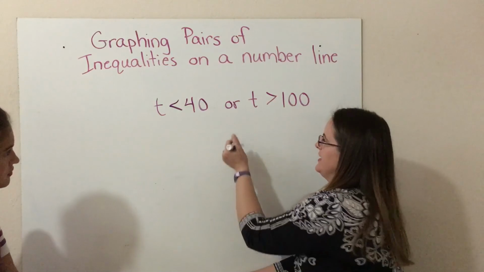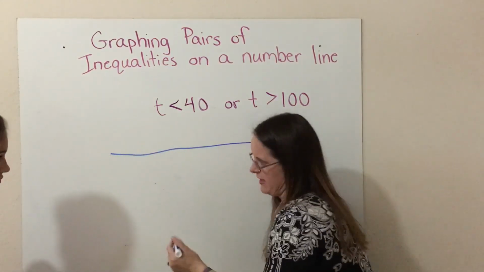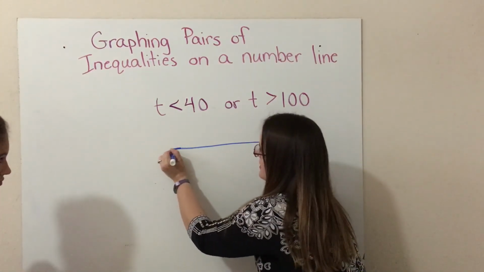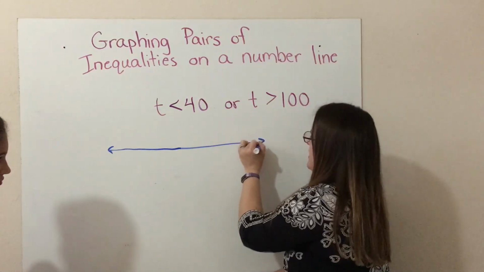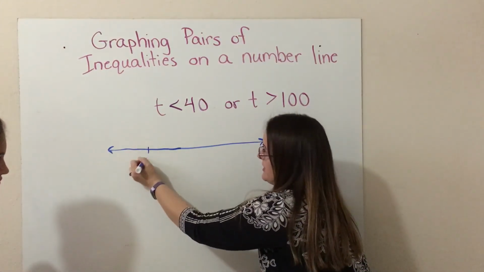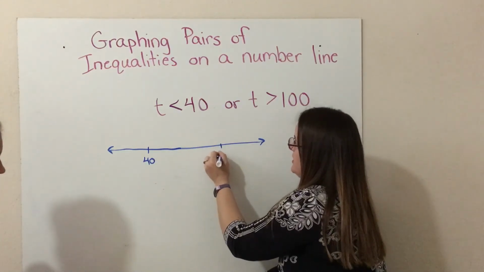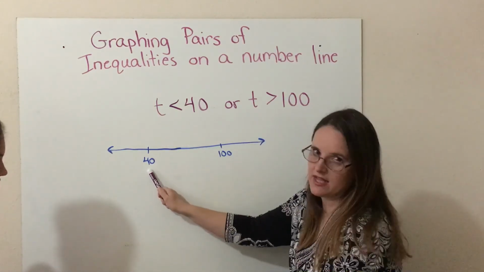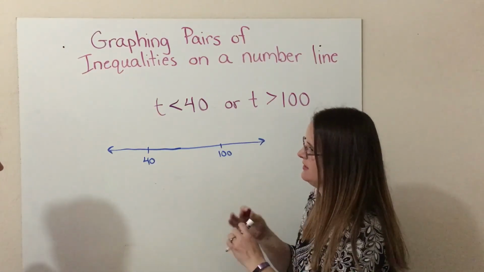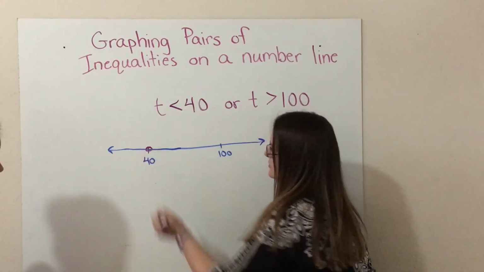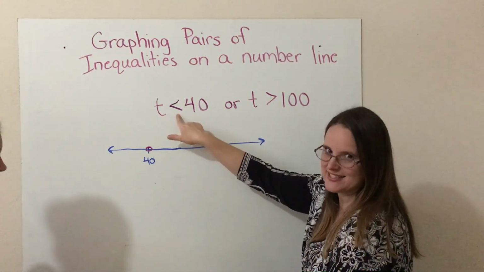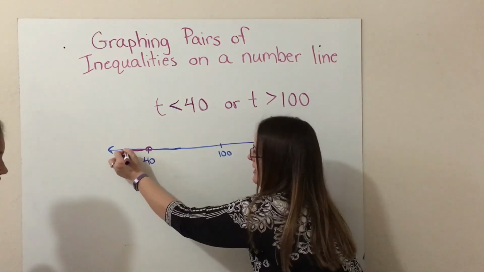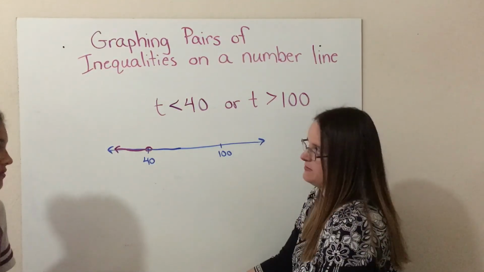So on this number line, we're gonna, wow, excuse my squiggly line here. Let's see if I can straighten it. Okay. So on this number line, we're gonna have our 40. We're gonna have our 100. And will my dot on my 40 be an open dot or a closed dot? Open dot. It's gonna be an open dot because we don't have an equal to. And we're saying that t is less than 40. On the number line, less than goes that way. So I'm gonna have my arrow go that way down the number line.